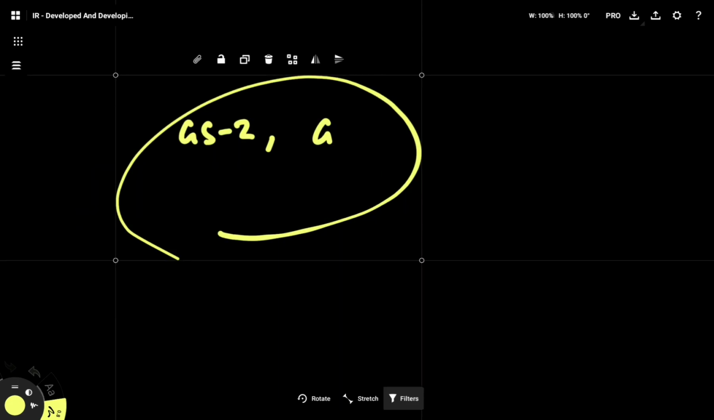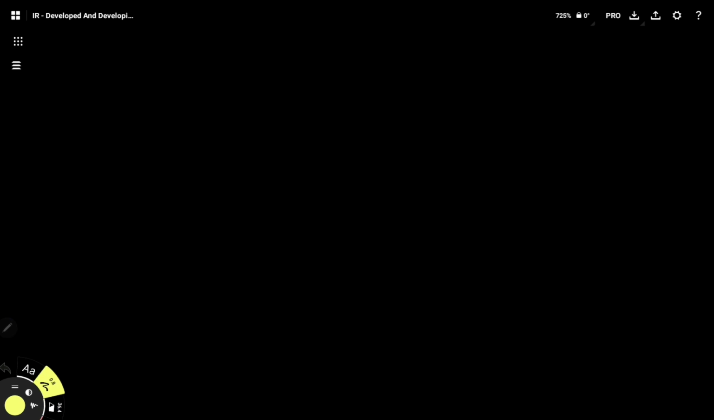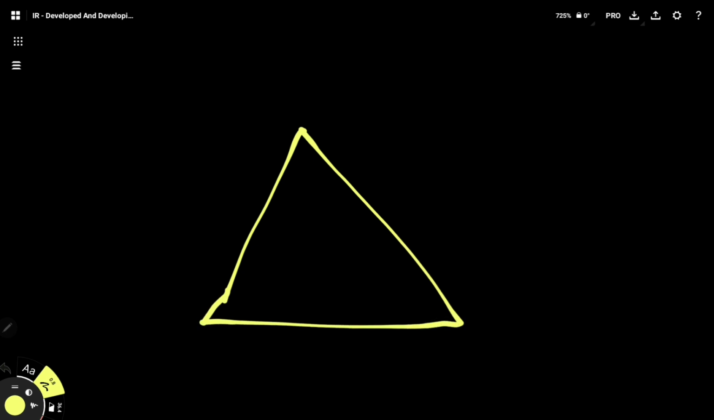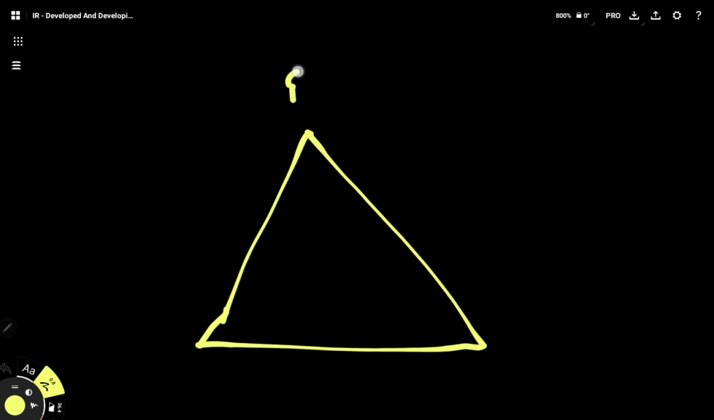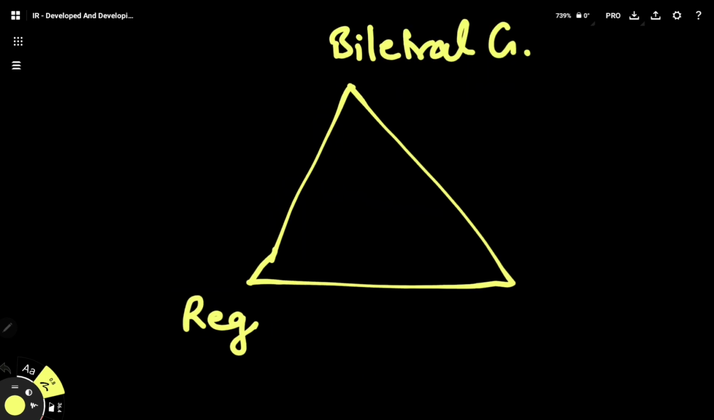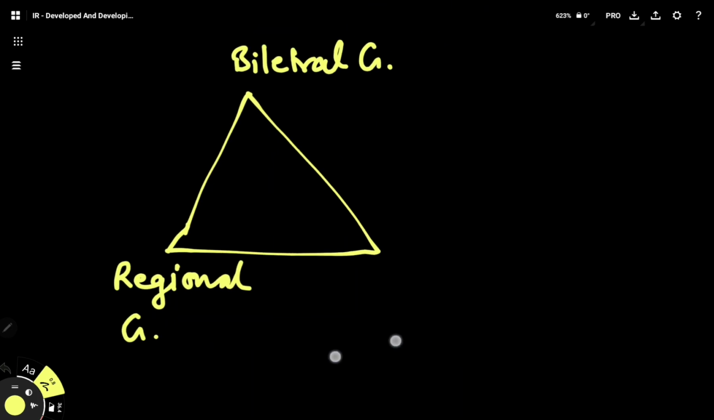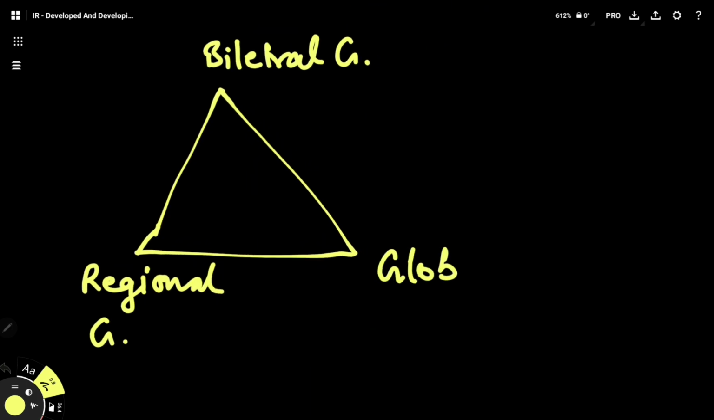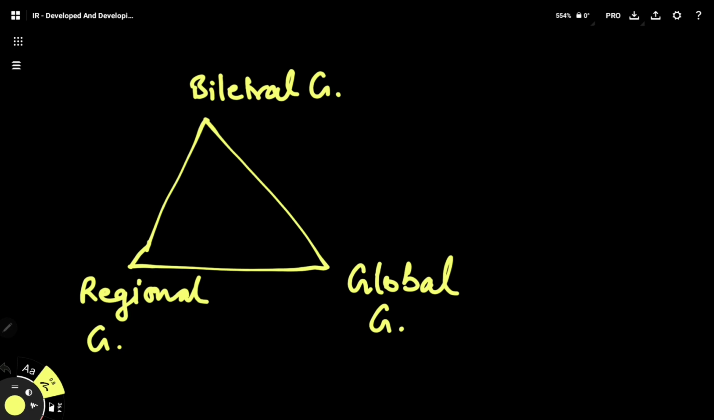Okay दोस्तों, so whenever these things come in our mind like bilateral, regional and global grouping and agreement involving India and affecting India's interest, then what should come in our mind? Basically there are three main components of this: bilateral grouping, regional grouping, and global grouping. So what are these bilateral groupings?